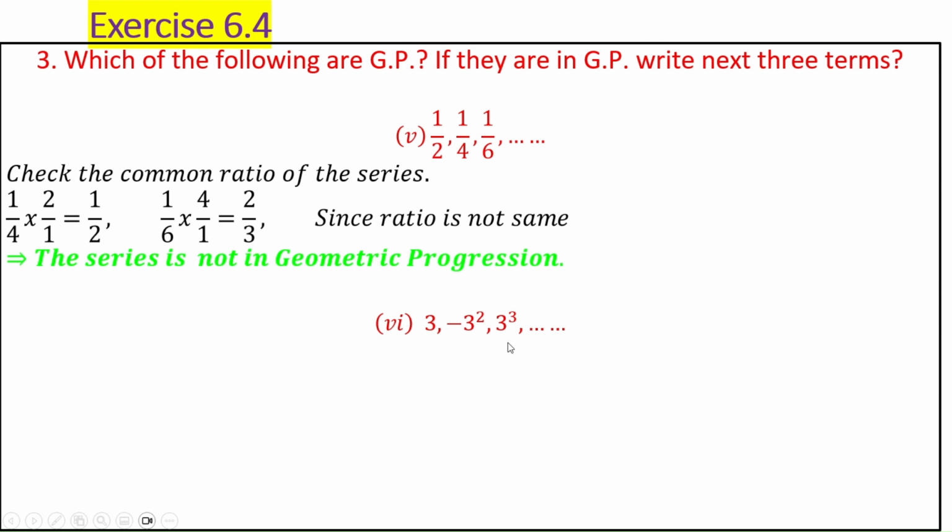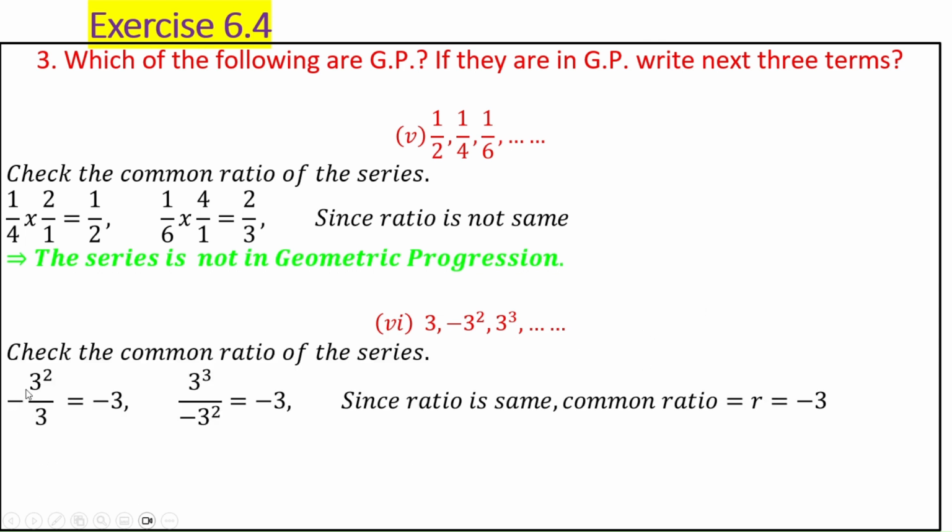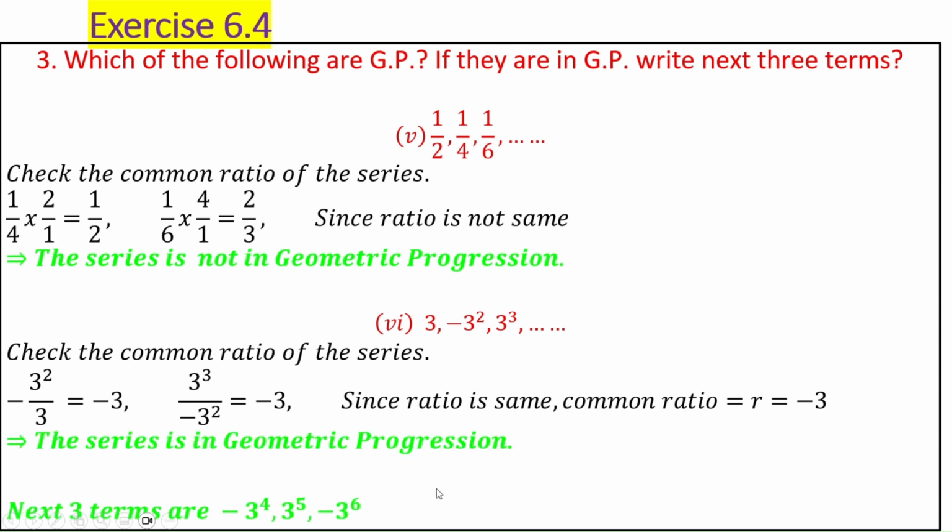3, minus 3 square, 3 cube, and so on. Here the common ratio is minus 3 square by 3, which is minus 3. 3 cube by minus 3 square is also minus 3. So the common ratio is minus 3. So the next three terms are basically minus 3 power 4, 3 power 5, and minus 3 power 6. Just be careful when you have a negative sign in the geometric progression. That means mostly alternate terms will become negative. So just be careful about it.